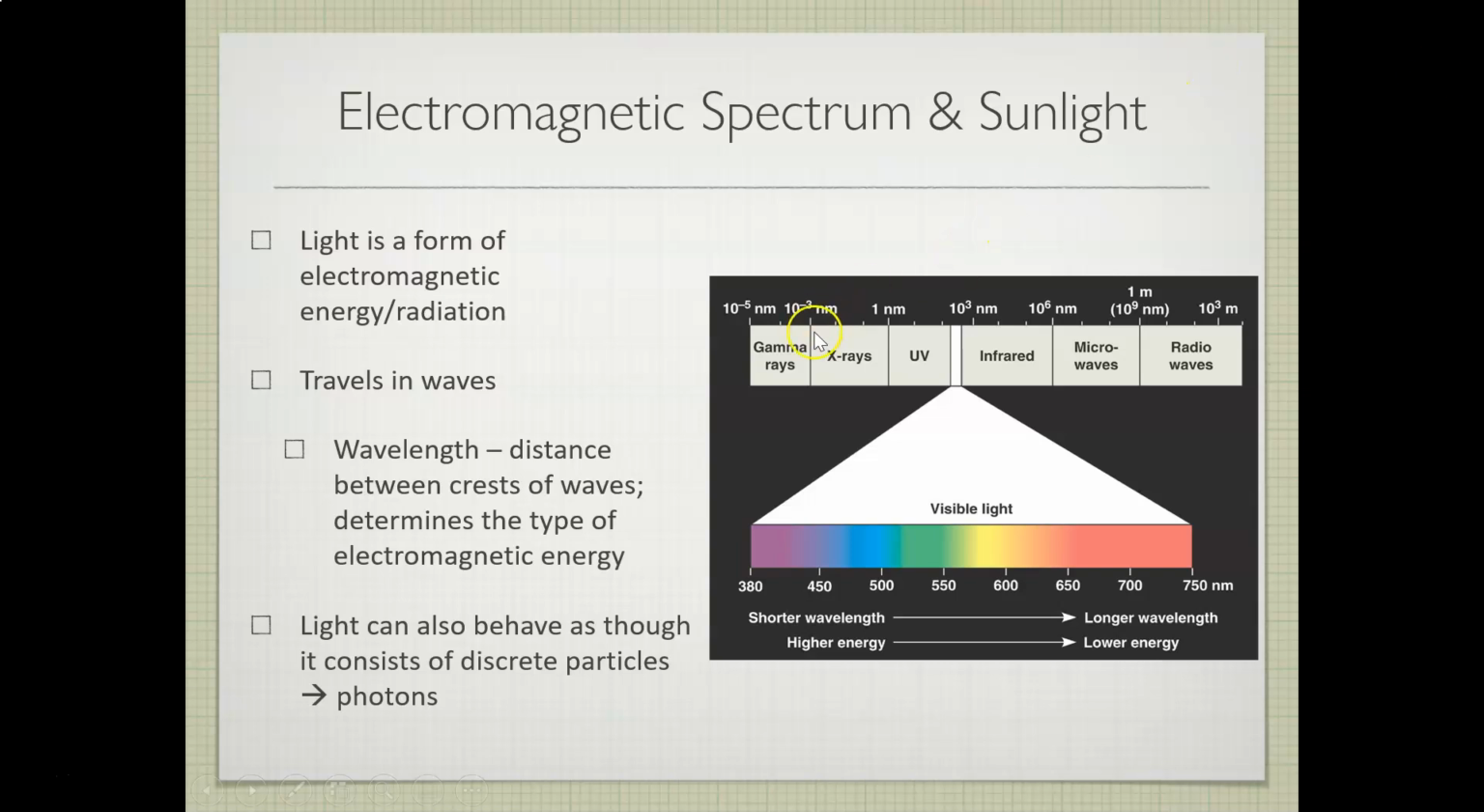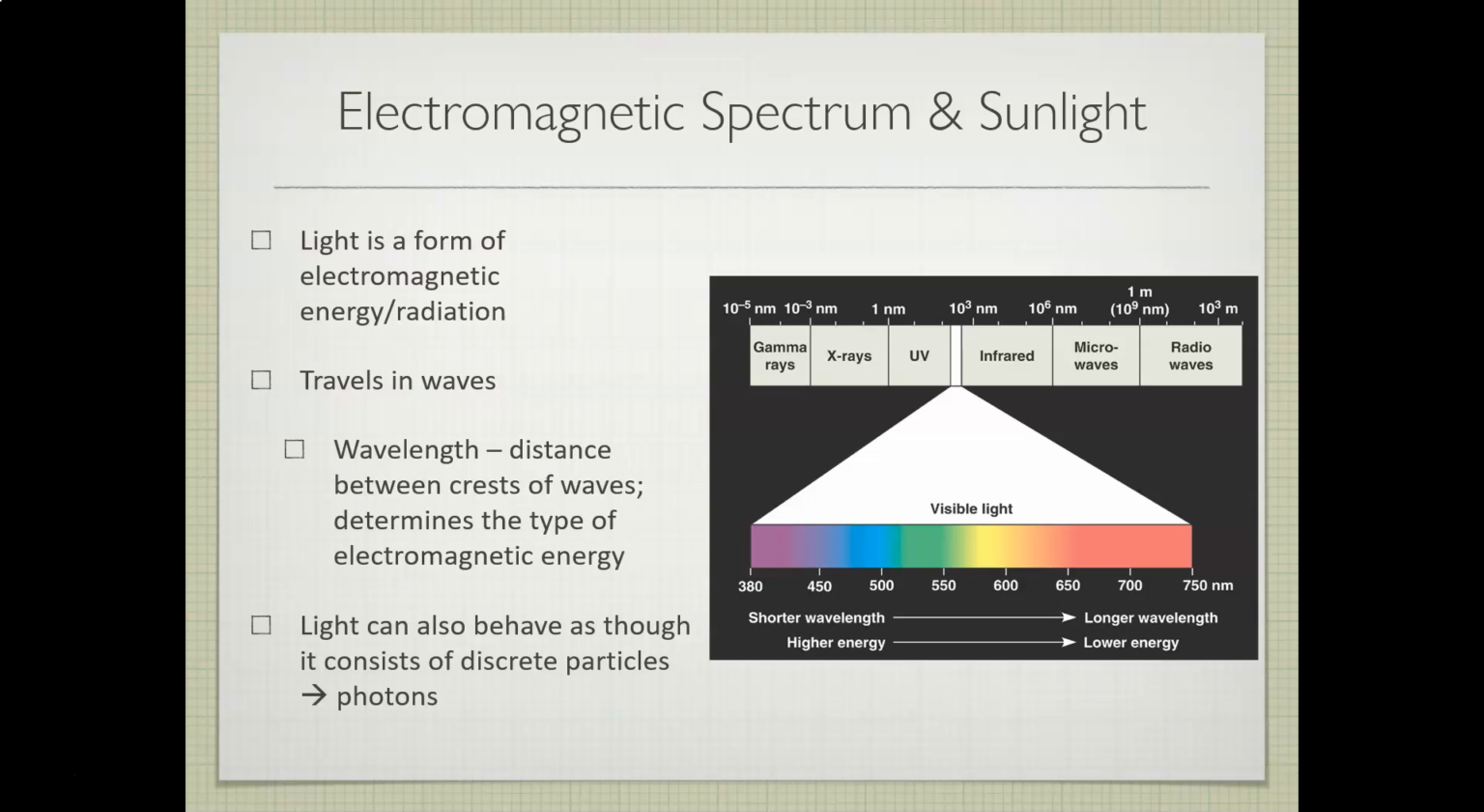And so when I look at gamma rays, right, I'm looking at 10 to the negative fifth nanometers. That means that that wavelength is super, super, super tiny. And so the troughs come really, really close together. And as a result, the frequency is really high. On the opposite end of the spectrum is 10 to the third meters. So things like radio waves have huge, huge wavelengths, and so the distance between their peaks is really, really long.